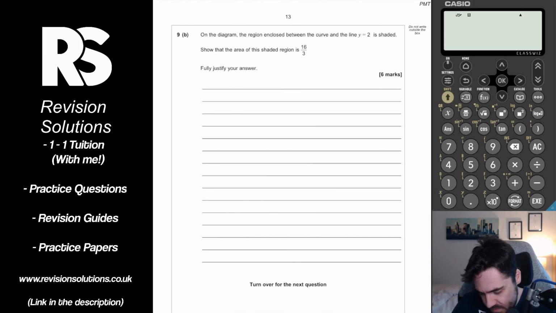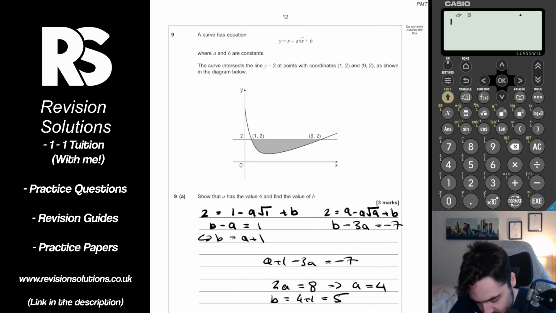Okay, next up for part B, it says on the diagram, the region enclosed between the curve and the line y equals 2 is shaded. Show that the area of this shaded region is 16/3. So the shaded region is curved, so we know we're going to need an integral. Whenever I'm going to need an integral, I'll always draw boundaries from the left and rightmost sides down to the x-axis. So doing that, we can get the area beneath the shaded area with an integral of the curve from 1 to 9.